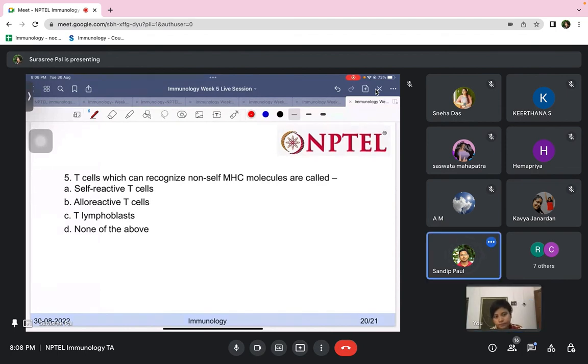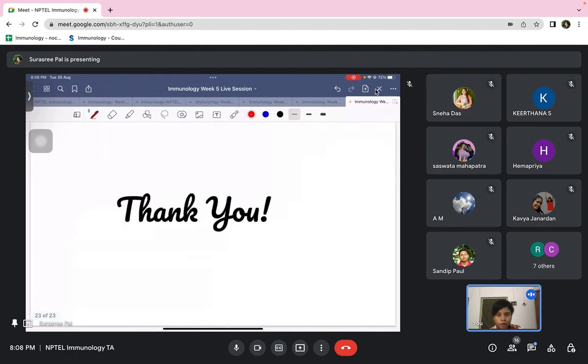So the answer to this is alloreactive T cells, right? That is all from my side for today. If you have any other doubts, please ask.